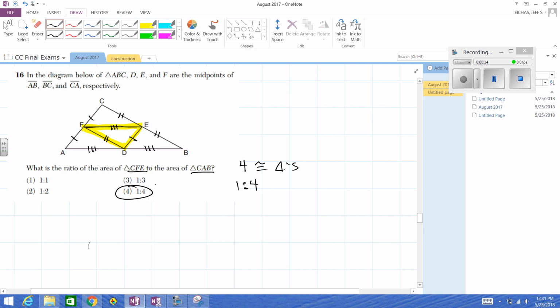I know that seems strange. The sides are half, 1 to 2, but the areas are two-dimensional. 1 to 2 is the sides. 1 squared to 2 squared is going to be the areas. So that's 1 to 4. All right, a little strange.